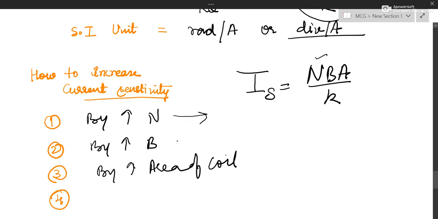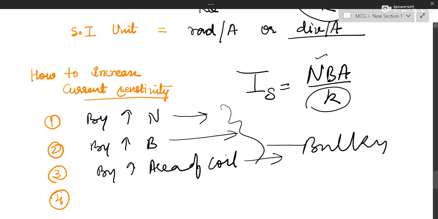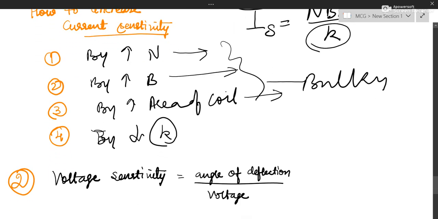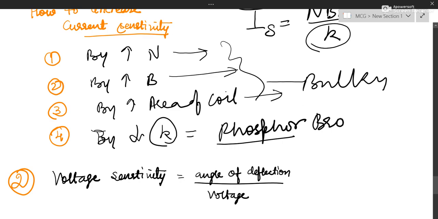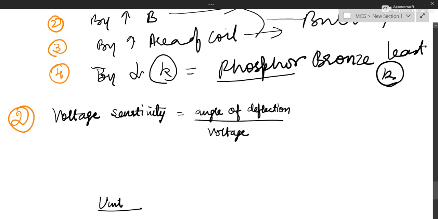But if you increase number of turns, employ heavy magnets, or take more area of the coil, then your device will get bulky. These three will make the device bulky. So the best way is the last parameter, to reduce the torsional constant. That is why we select phosphor bronze. Phosphor bronze is a material whose K is least, least restoring torque per unit twist. Or you can say torsional constant is less, so that current sensitivity is maximum.